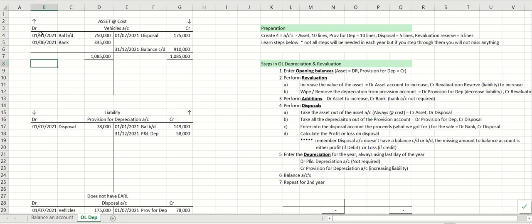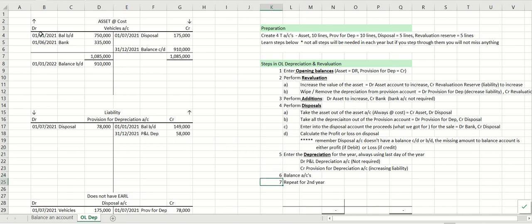So balance c/d above the total on the smaller side, balance b/d below the total on the opposite side. And we're ready with the date of the first day of the next year. The same amount as balance c/d. So the balance b/d and c/d are always the same amount. So my assets at the start of 2022 are 910,000. And I'm ready to start 2022 now on the asset account.